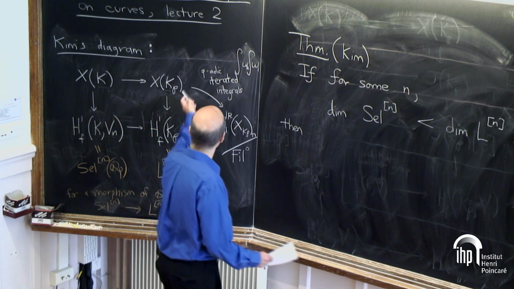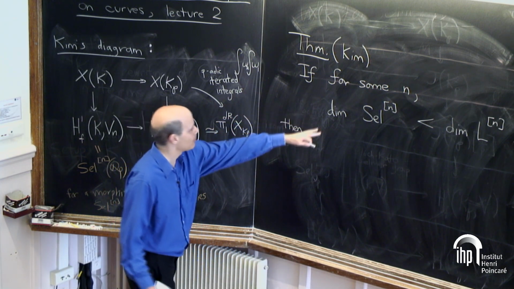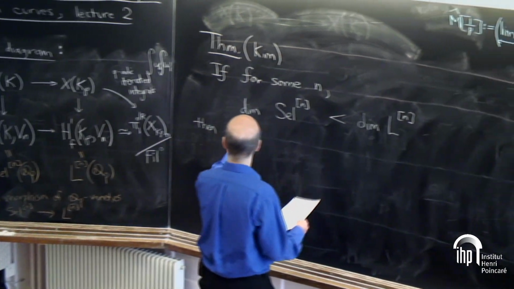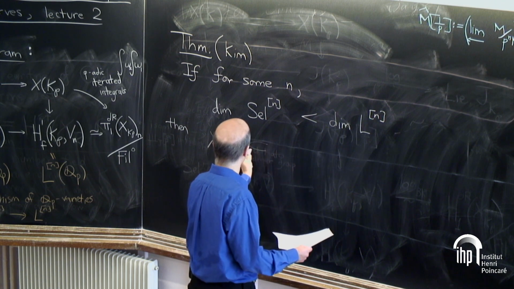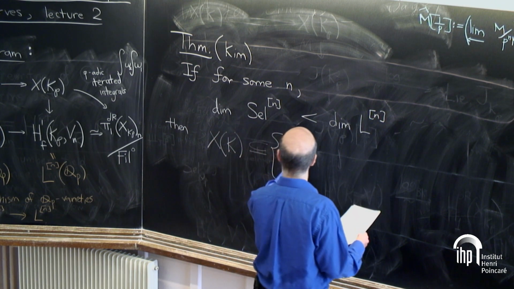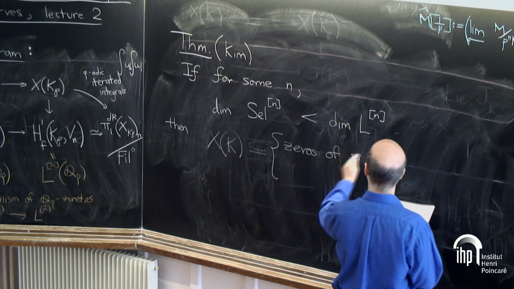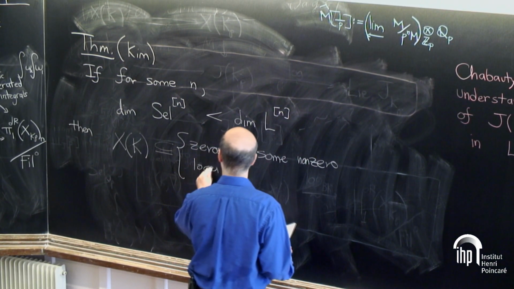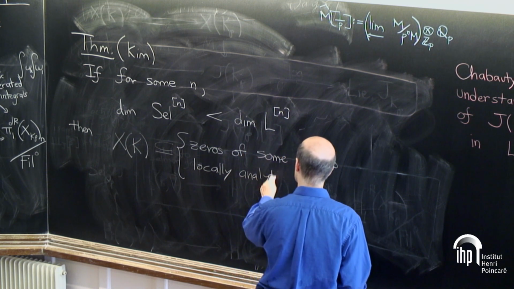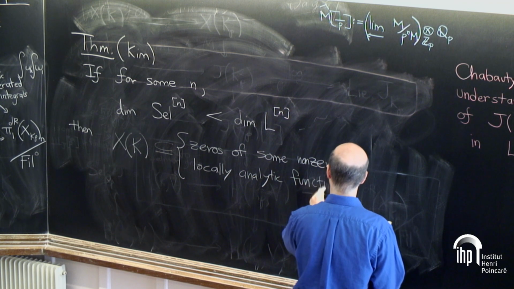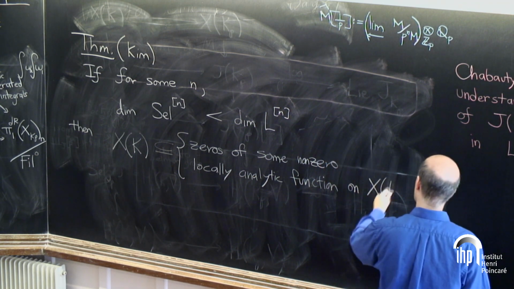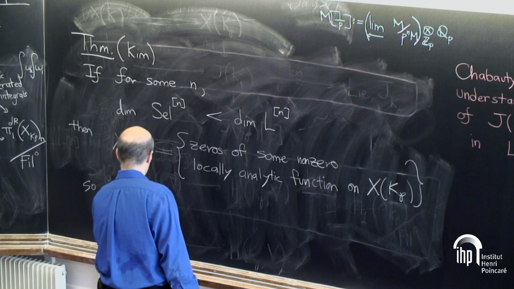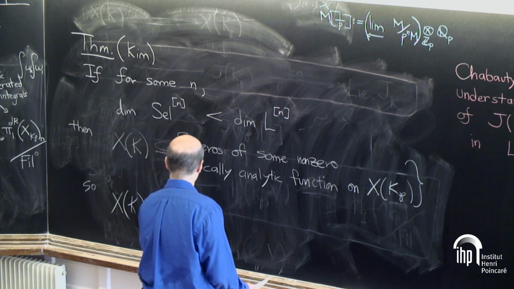So you have these maps, and if the dimensions work out the right way, then you get some functions here that pull back to analytic functions that must vanish on all the rational points. So the conclusion: X(K) will be contained in the set of zeros of some non-zero locally analytic function, just given by some power series in each residue disk, on X(K_p). And if that happens, then because this is all happening inside a compact space, the set of rational points is finite.